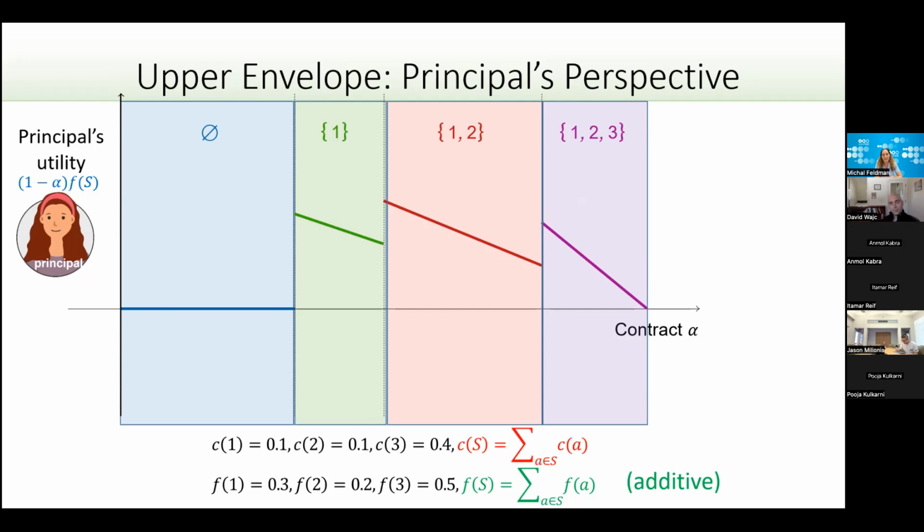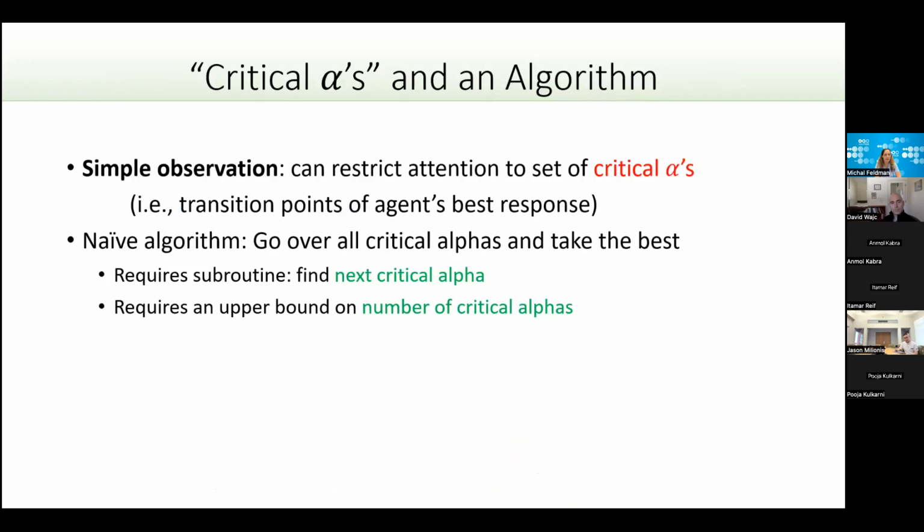So obviously, we can already see that the only interesting points are those transition points between intervals, because within every interval, the principal's utility decreases. Okay, so these are the interesting points, and they're very interesting, so we give them a name. We call them critical alphas. Those transition points of the agent's best response are what we call critical alphas, and when the principal finds the optimal contract, namely the optimal alpha, the principal can restrict attention only to the set of critical alphas. So now the question is, how do we find the optimal alpha?